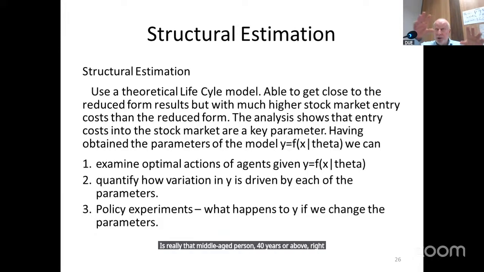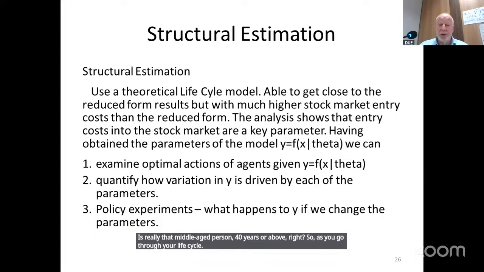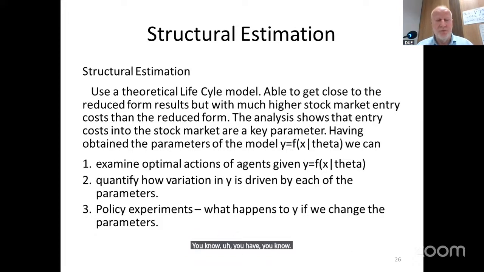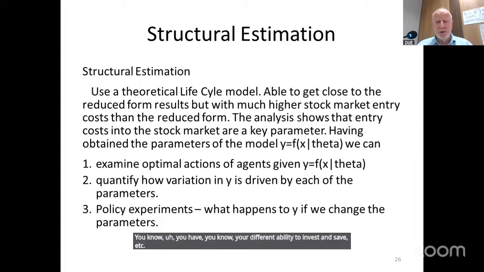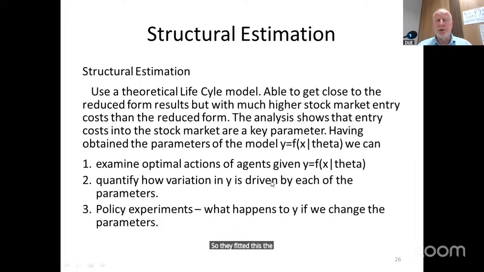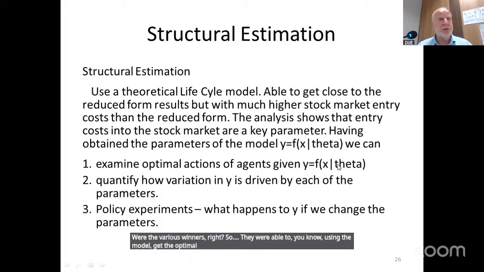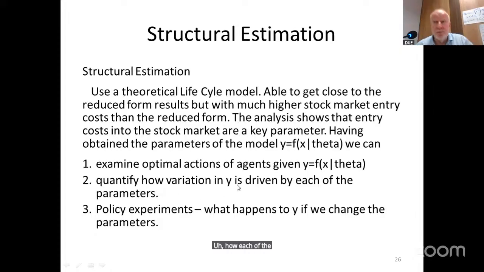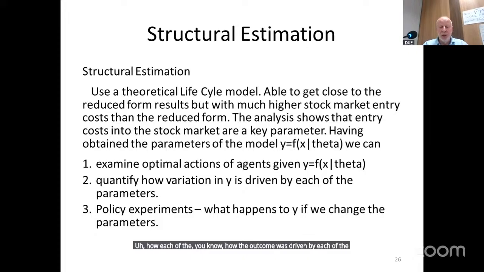So as you go through your life cycle, you have different ability to invest and save, etc. They fitted this theoretical life cycle model, taking into account what stage of the life cycle the various winners were at. Using the model, they were able to get the optimal actions given the parameters, see how the outcome was driven by each of the parameters, and also think about policy experiments. What if they changed the parameters? This should all be available on the online link.